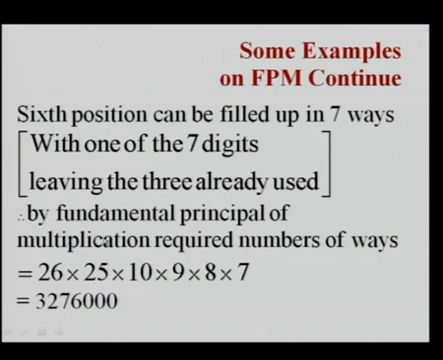So by the fundamental principle of multiplication, number plates with 2 alphabets followed by 4 digits can be formed in 26 into 25 into 10 into 9 into 8 into 7. So 32,76,000 number plates can be formed under these conditions.